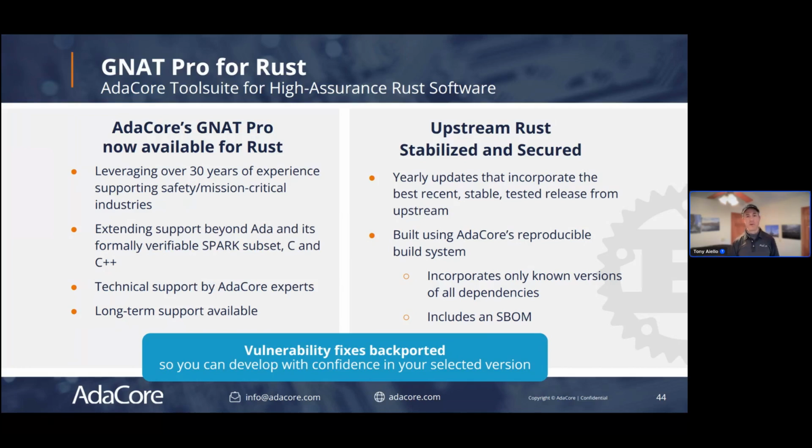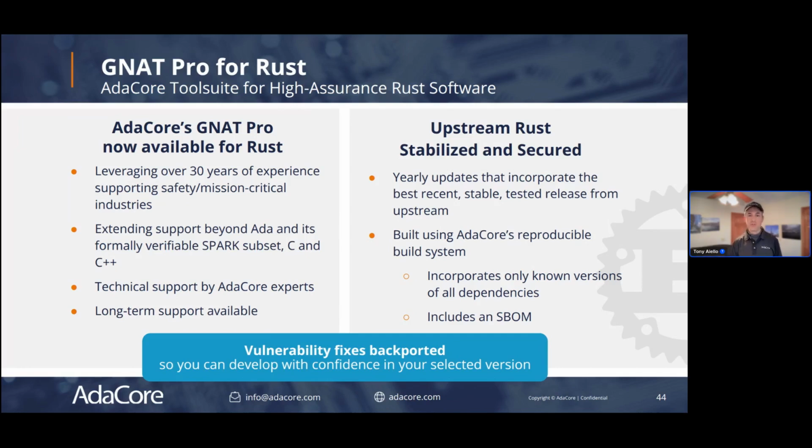So GNAT Pro for Rust is upstream Rust, but it's been stabilized and secured so that you can deploy it with confidence for your high integrity needs. Just like for Ada, C, and C++, GNAT Pro for Rust will offer yearly updates that will incorporate the best recent stable tested release from upstream.